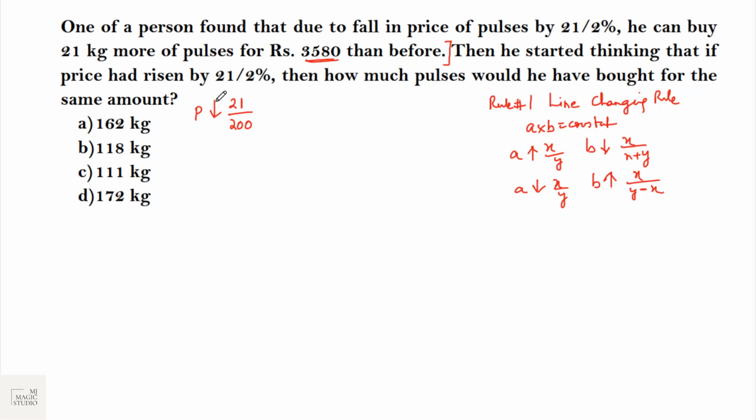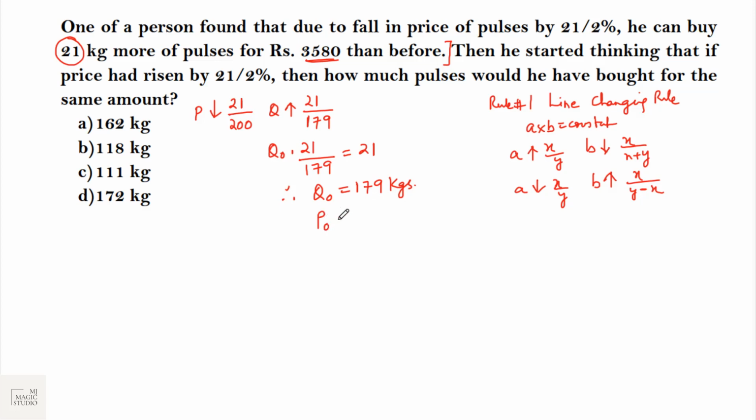So we can say that if P goes down by 21 by 200, Q, the quantity purchased, should go up by 21 by y minus x. 200 minus 21 is 179. Now it is given that he is able to purchase 21 kg more. That means Q0 into 21 by 179 is equal to 21. This says that initially he was purchasing, if I cancel 21, 179 kgs. Initially he was purchasing 179 kgs for 3580.